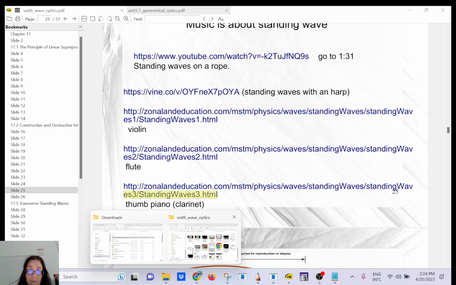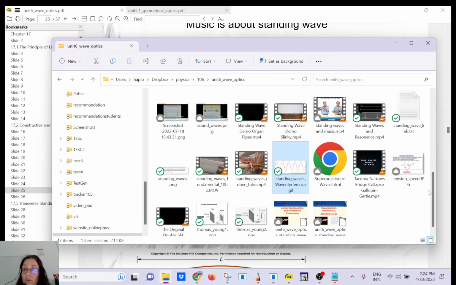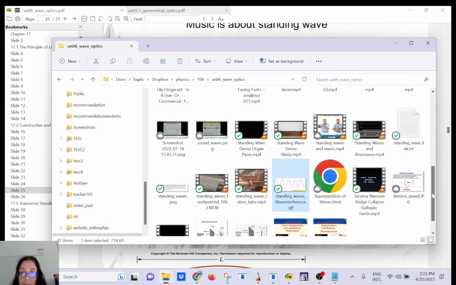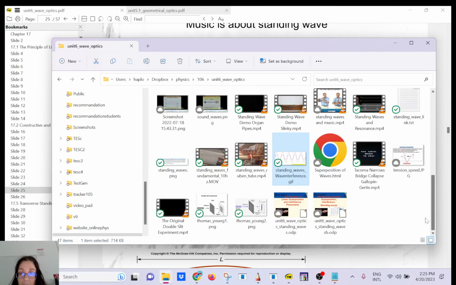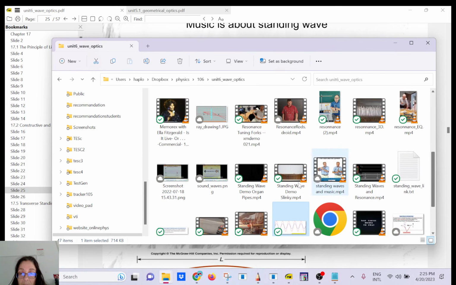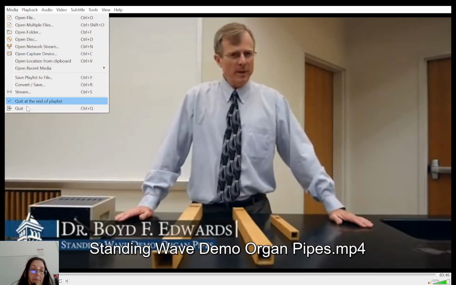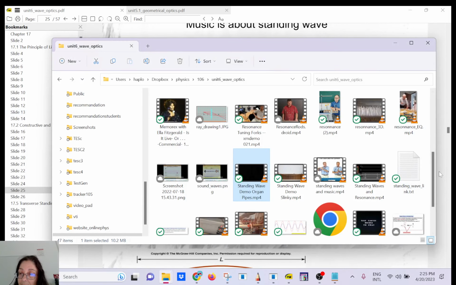I just have an example here. Sometimes you will do those. I did my organ pipe. This is a demonstration of an organ pipe. But that's the same idea. Here I have that.